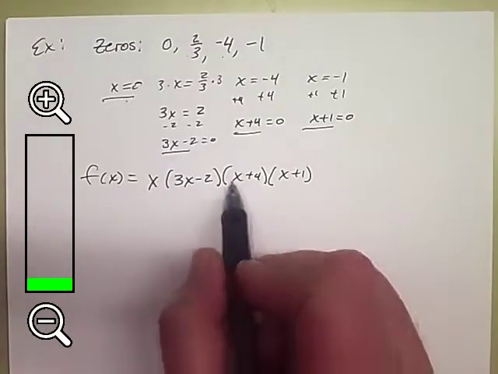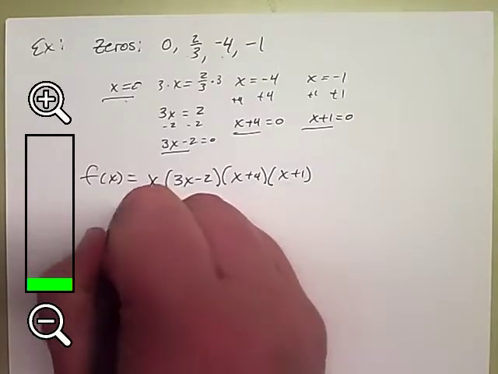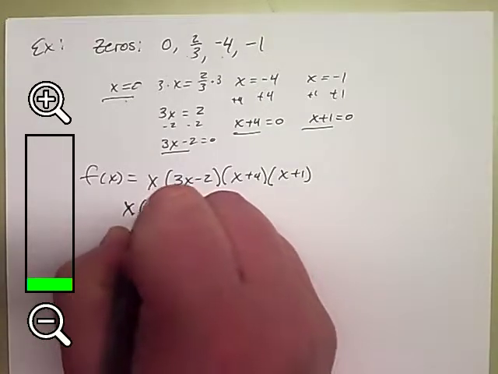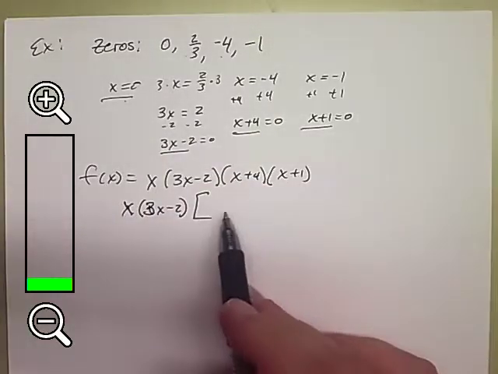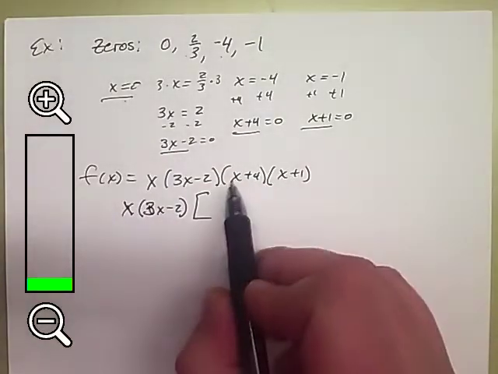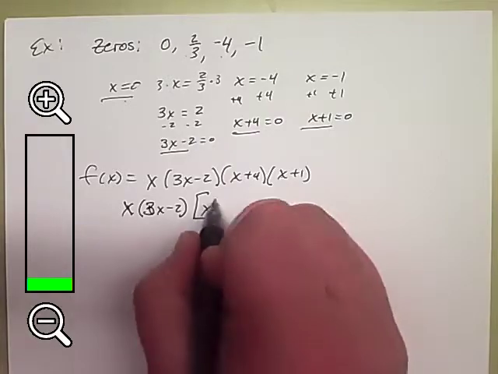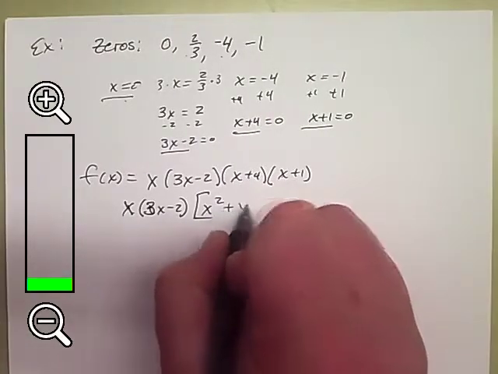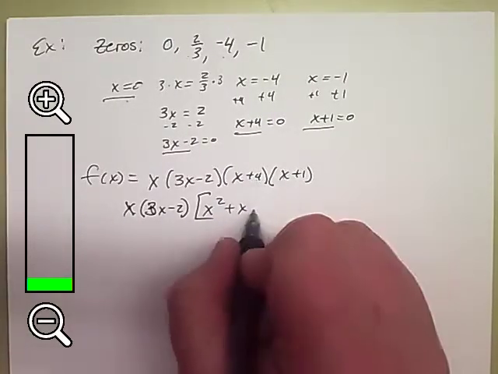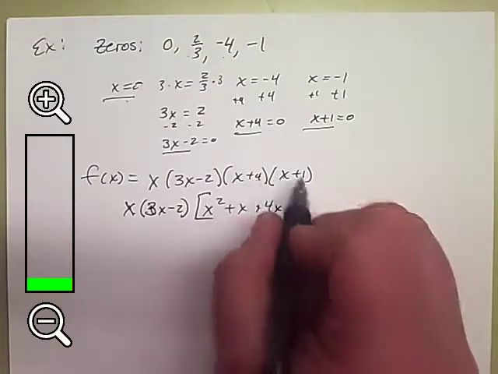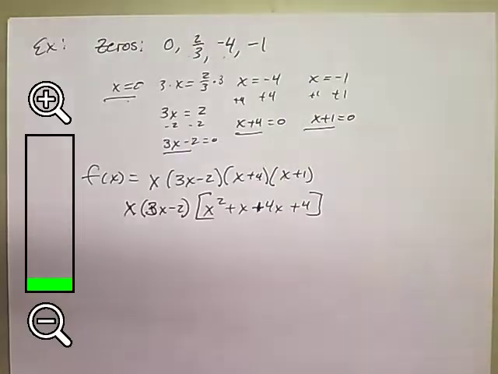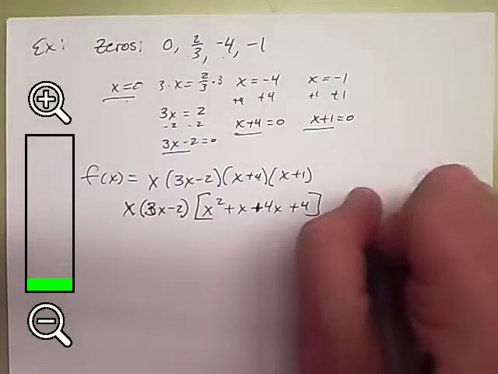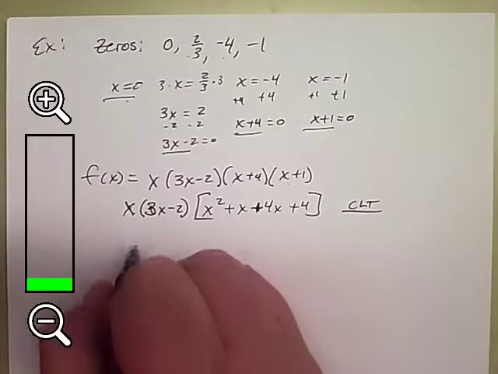So x plus 4 times x plus 1, so I got to get these in first, right? So that's a 3x minus 2. And I want to use brackets because I have to simplify. All right, x times x is x squared. X times 1 is x. 4 times x is a positive 4x, and 4 times 1 is a positive 4. Now I got to combine my like terms, right? Give it a little CLT.